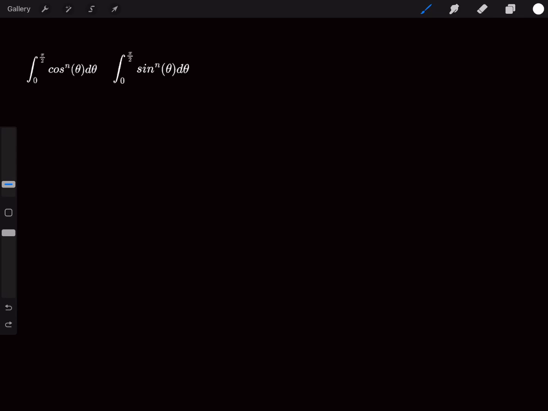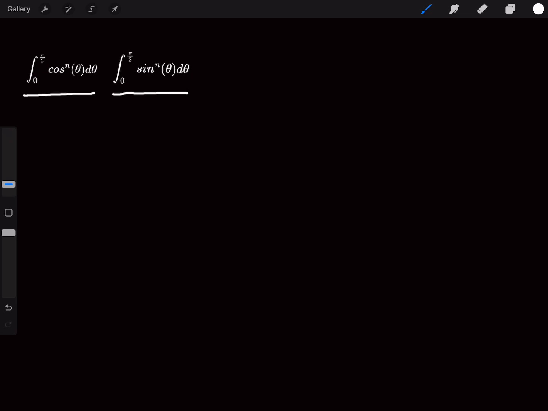Hello everyone. Today we are going to be learning about the Wallis formula. Now, the Wallis formula is an equation that can be used to simplify integrals that either look like this or this. So in order to use the Wallis formula, there are a few prerequisites.